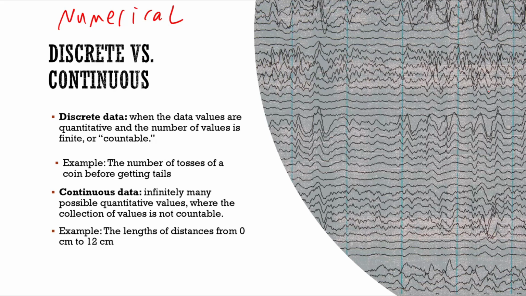If I collected all of your IDs, your student IDs, would that be numerical or categorical data?